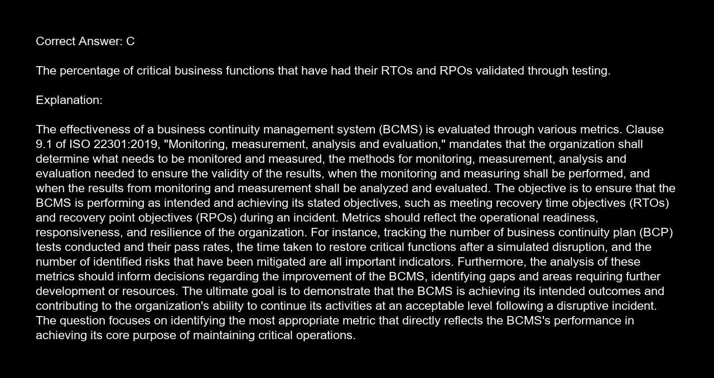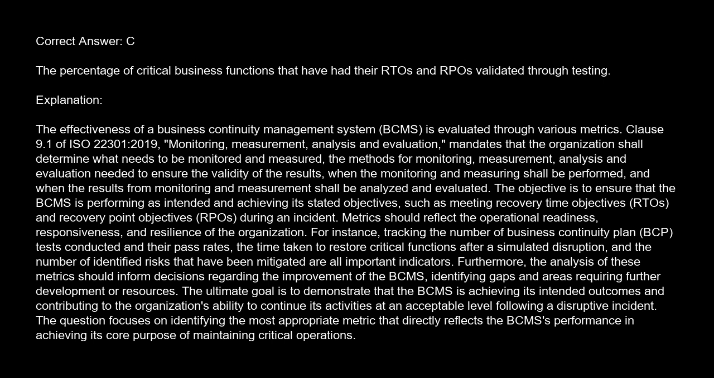Metrics should reflect the operational readiness, responsiveness, and resilience of the organization. For instance, tracking the number of business continuity plan, BCP, tests conducted and their pass rates, the time taken to restore critical functions after a simulated disruption, and the number of identified risks that have been mitigated are all important indicators. Furthermore, the analysis of these metrics should inform decisions regarding the improvement of the BCMS, identifying gaps in areas requiring further development or resources.